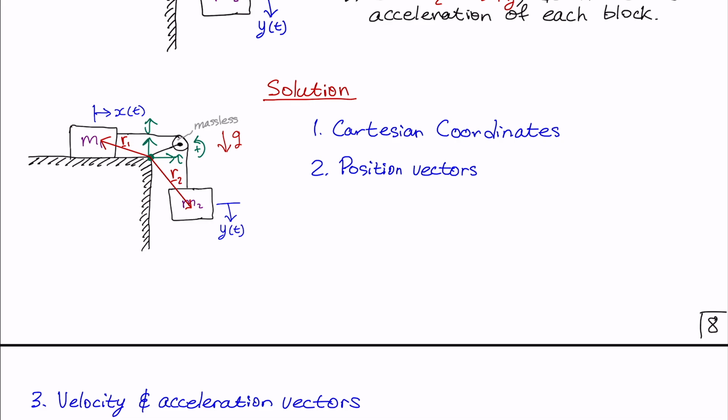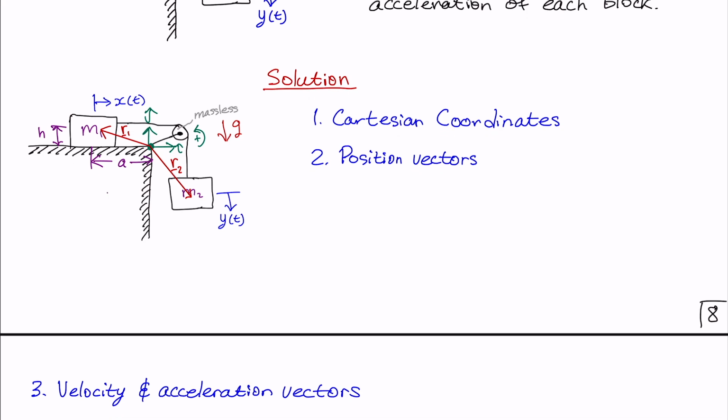And I'm also going to define some extra dimensions. First, we're going to say that this vertical distance here is h. I'm going to say that this horizontal distance is just a. The vertical distance down to the mass 2, I'm going to call that q. And then this horizontal distance, I'm going to call that b.